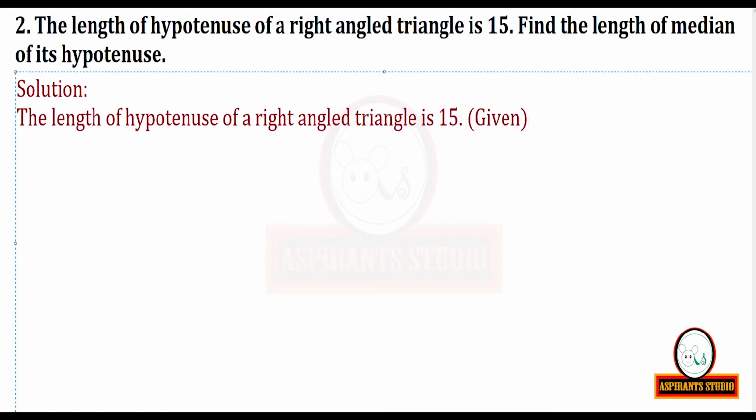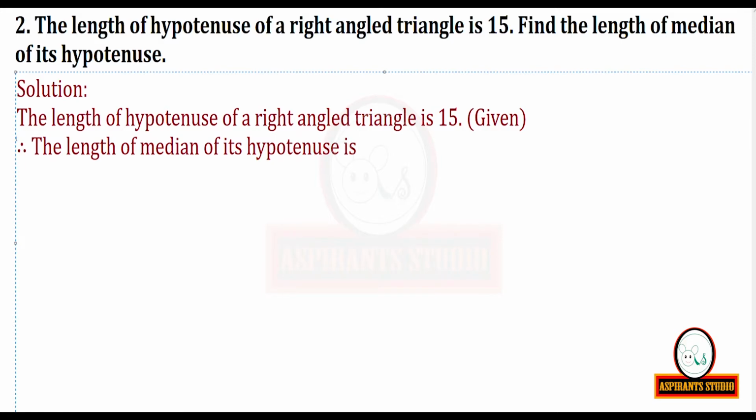You can write what is to be proved and what is to be solved as a solution. Given and to find you have to write. Then solution is the length of hypotenuse of a right angle triangle is 15. Within brackets you write given. Therefore the length of median of the hypotenuse will be half of 15. The reason is in a right angle triangle the length of the median of the hypotenuse is half the length of the hypotenuse.